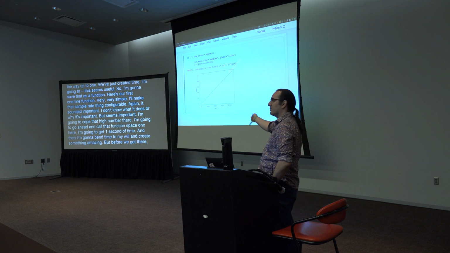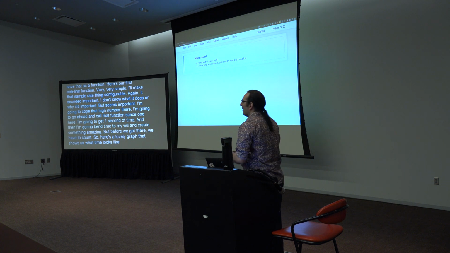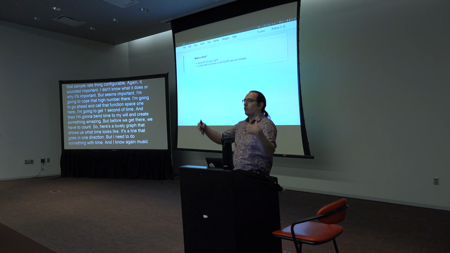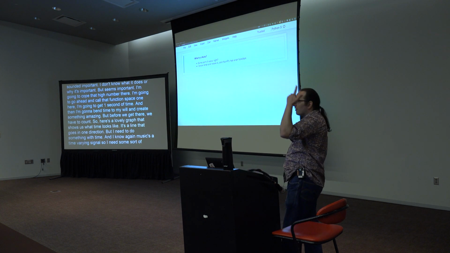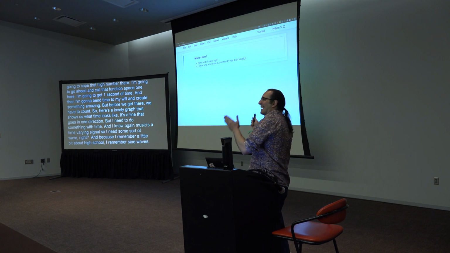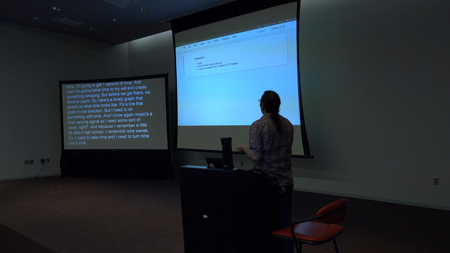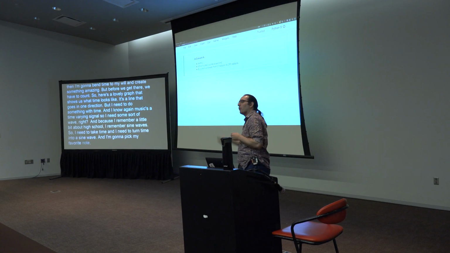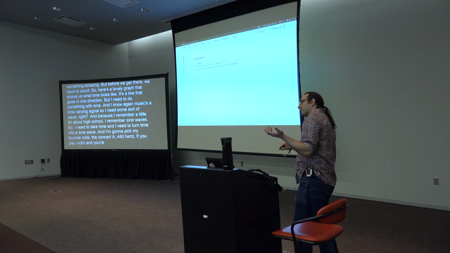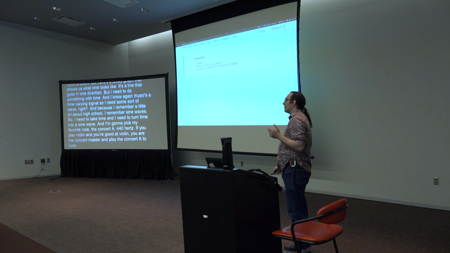So here's a lovely graph that shows us what time looks like. It's a line that goes in one direction. But I need to do something with time, and I know, again, music's a time-varying signal, so I need some sort of wave, right? And because I remember a little bit about high school, I remember sine waves. So I need to take time, and I need to turn time into a sine wave. And I'm going to pick my favorite note, the concert A, 440 hertz. If you play violin and you're good at violin, you're the concertmaster, and you get to play the concert A as a single note to tune the whole orchestra up. It's very powerful. I would love to experience it someday.